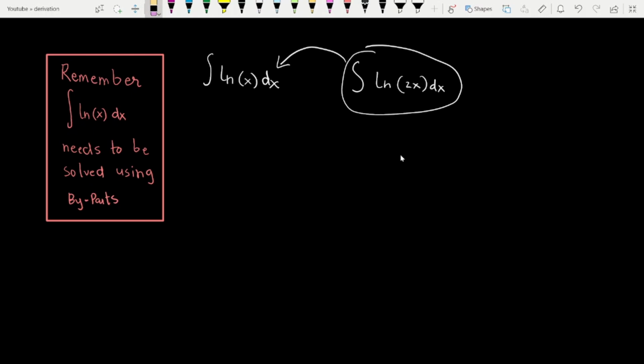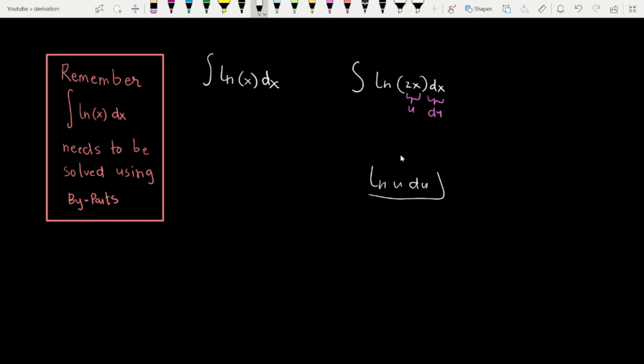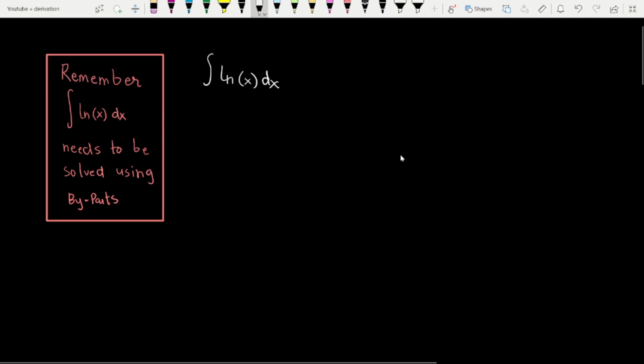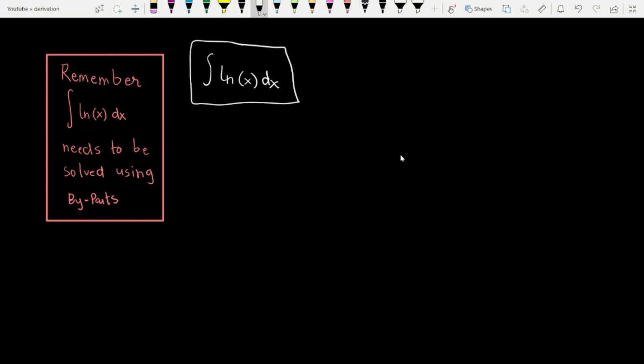So what you got to do is basically that 2x, you're going to make that your u, and then this thing is going to become your du, and so on. You're going to do that. Basically you're going to end up with something that's going to be like ln u du, and then we're going to be integrating that in the same way as we're going to be integrating this, right? So all of these ln integrals are going to be integrated in the same way, okay? And that way is basically by applying by parts.